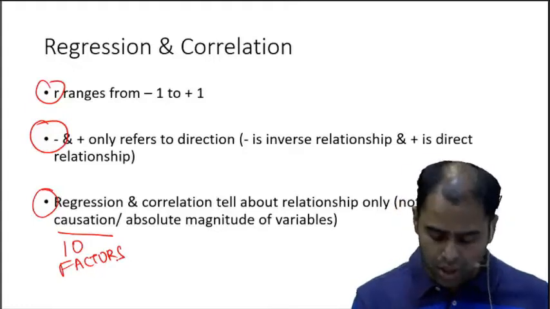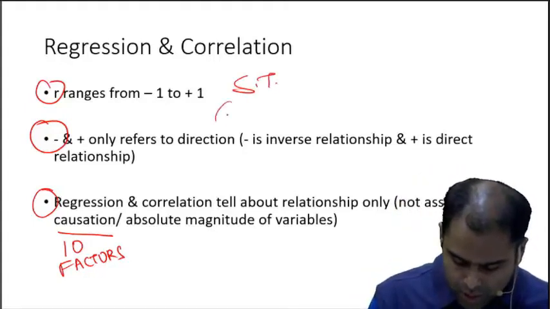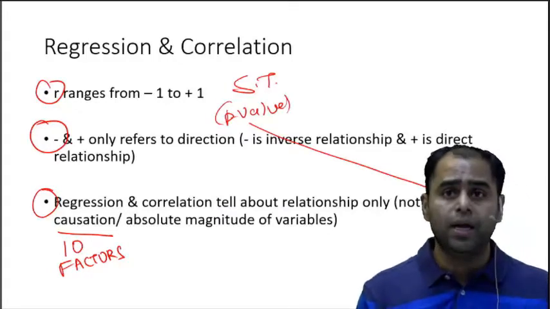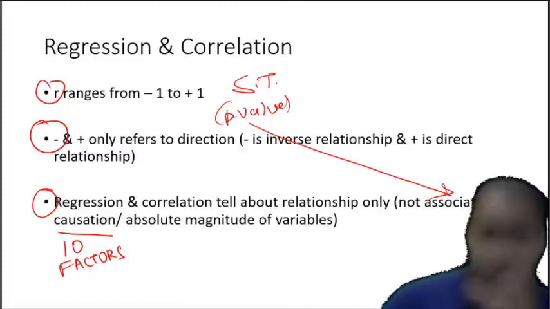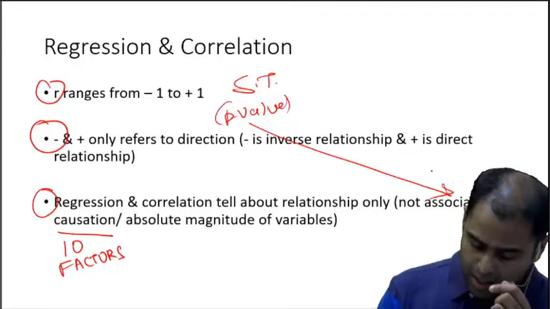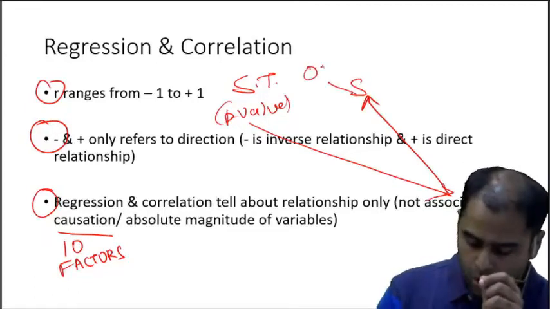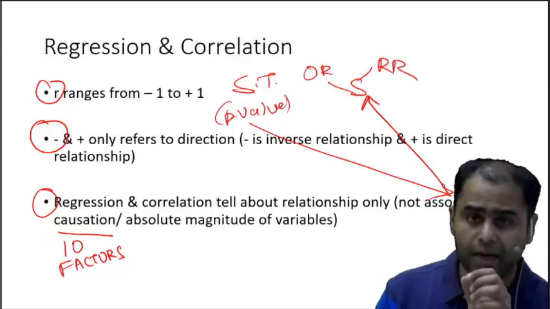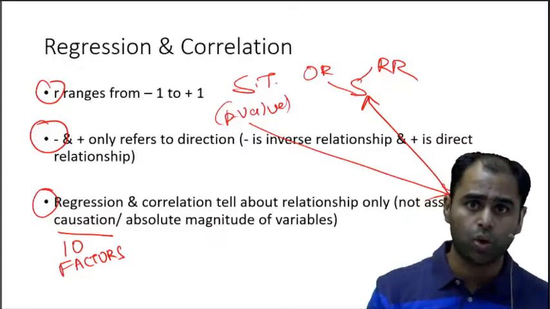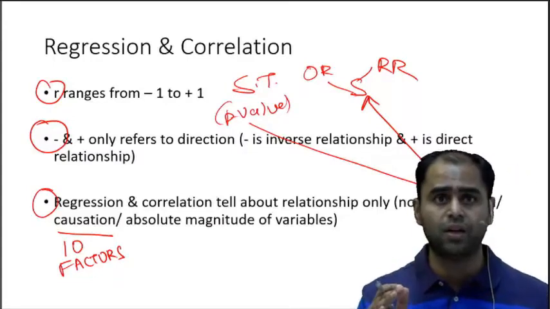Association is measured by the statistical tests, which give you p-value. So it will only tell you whether association is present or absent, significant or insignificant. But the strength of association is given by odds ratio and relative risk in epidemiology. So regression and correlation can never ever tell you about these things. This should be very clear in your mind.